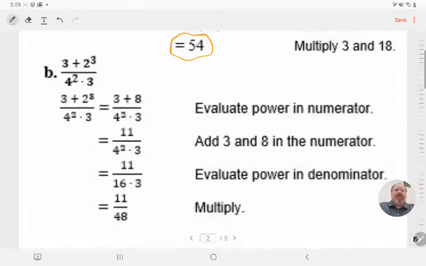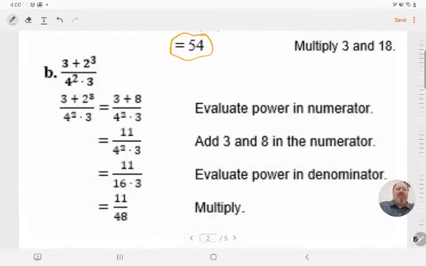Let's take a look at B. We have 3 plus 2 cubed divided by 4 squared times 3. So the numerator and denominator are both like groupings. You have to solve the numerator, then solve the denominator, and then if you want to divide, you can divide, or if you can leave it in fraction form, you leave it in fraction form. It just depends upon what they tell you to do.